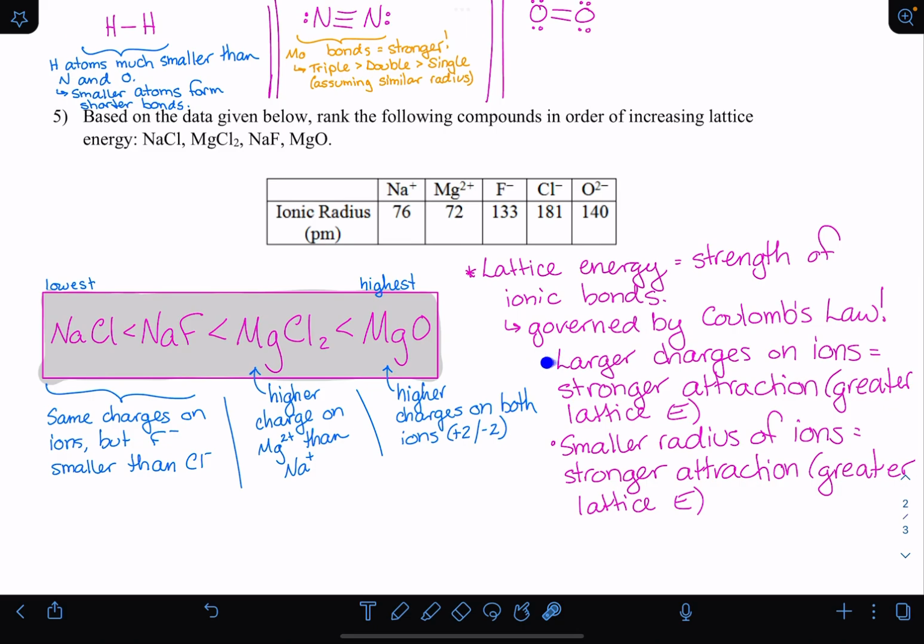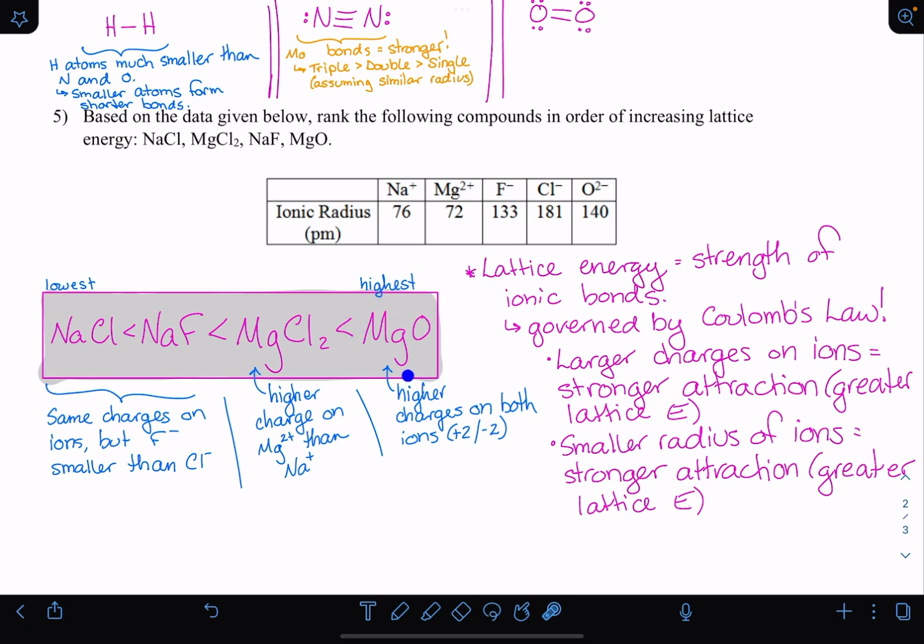So the larger the charges on the ions, the stronger the attraction is going to be, therefore the greater the lattice energy, and the smaller the radius of the ions, meaning the closer the charges are together, the stronger the attraction will be, or the greater the lattice energy. So the highest one, probably the easiest to figure out, is going to be the magnesium oxide, because that has +2 and -2 charges, so the greater charge is usually the more important factor here.